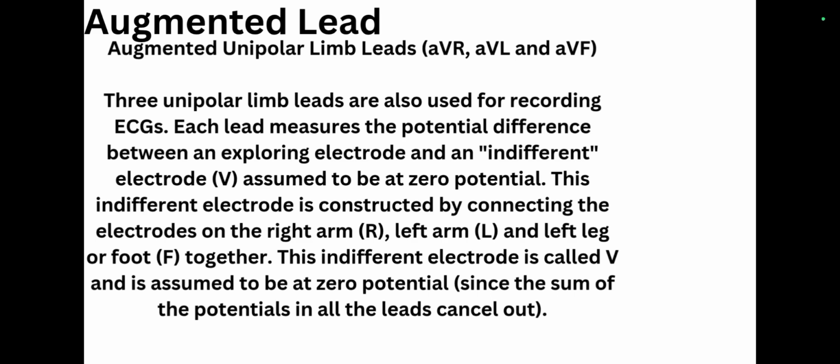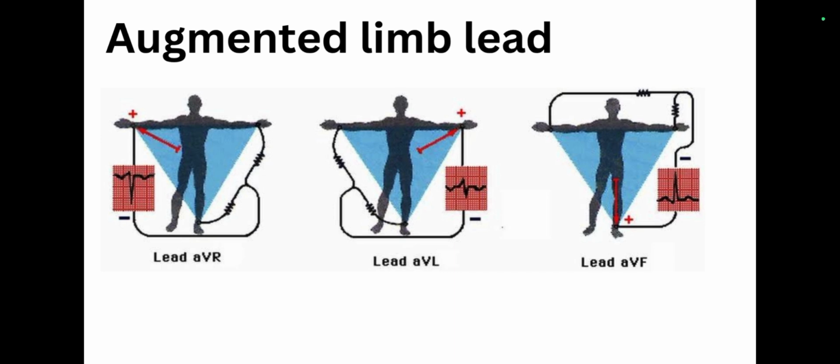Now, in the next slide, we can see the lead position of the augmented leads, first the AVR. In AVR, the positive terminal is on the right arm, in the AVL it is on the left arm, and in the AVF it is placed on the left foot, while the negative terminal is placed in the machine, and from there the specific surface of the heart can be traced.